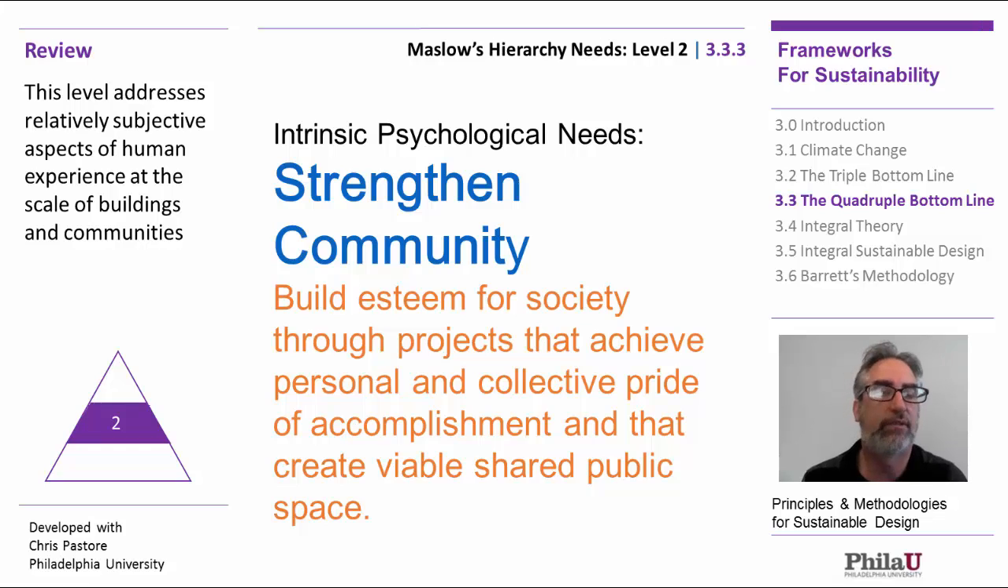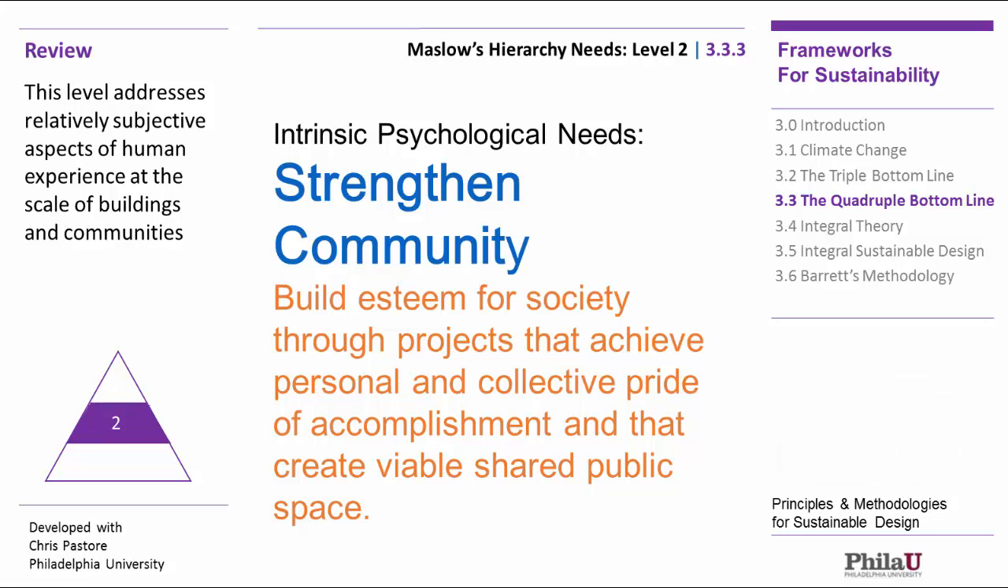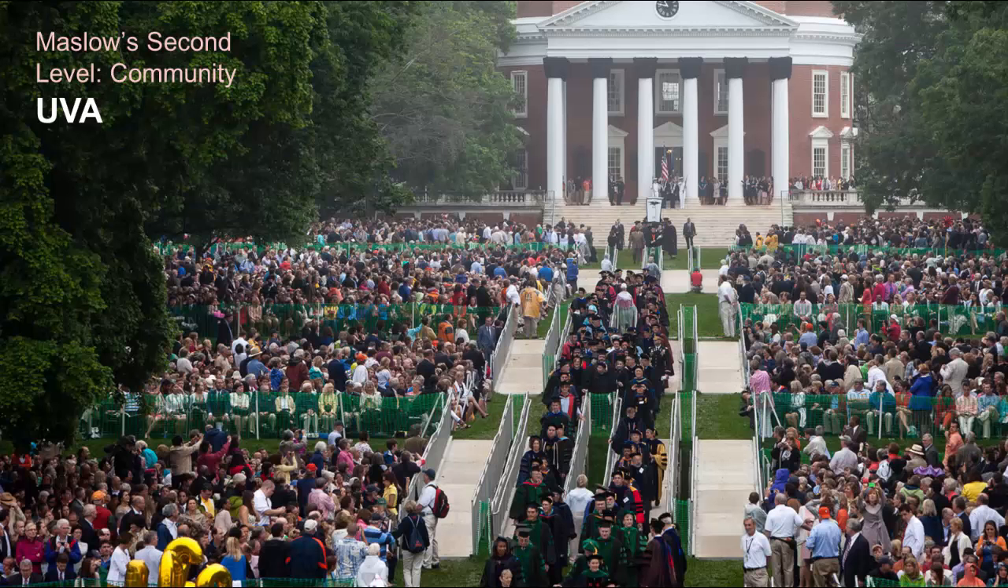This level addresses relatively subjective aspects of human experience at the scale of buildings and communities. Really almost impossible to have a rating system for this because the definitions of community change quite often. But here is the Great Lawn at the University of Virginia by Thomas Jefferson. And here is how viable shared space can really create a sense of pride and accomplishment.